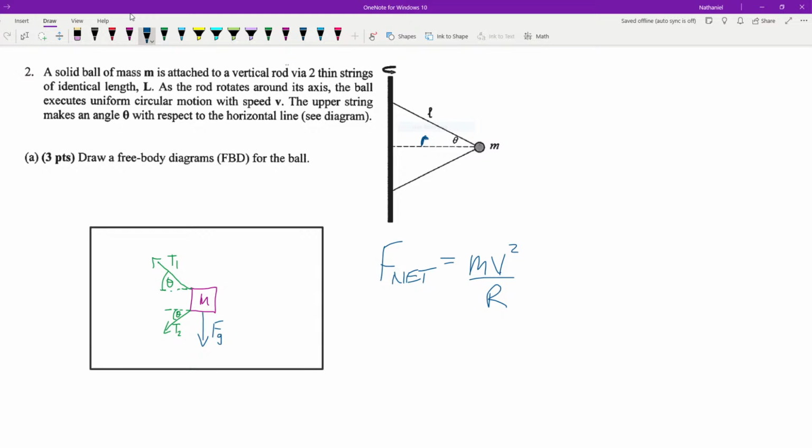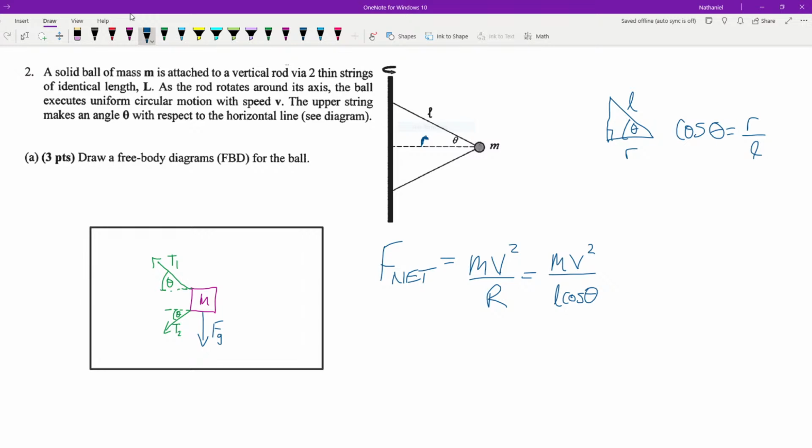right? Its r value, and that we can do with just this triangle here. So that's theta, that's L, that's R. So what's the relationship between those? Well, those are the hypotenuse and the adjacent of a right angle triangle. And so adjacent over hypotenuse, that's cos. So then the cos of theta is equal to R over L. Or we should be able to say mv squared over r, with r equal to L cos theta. That is our F net.